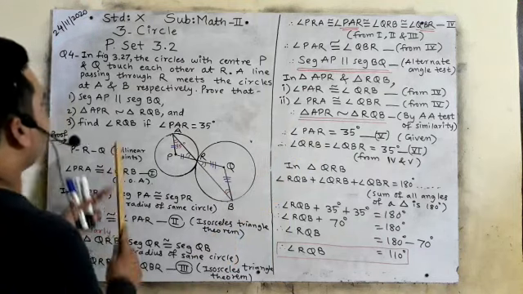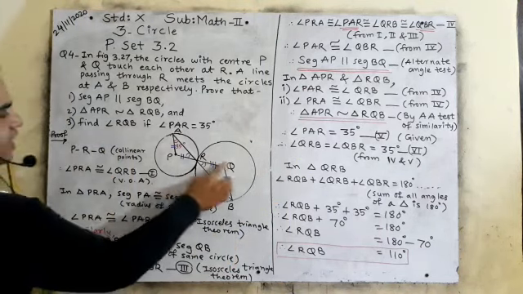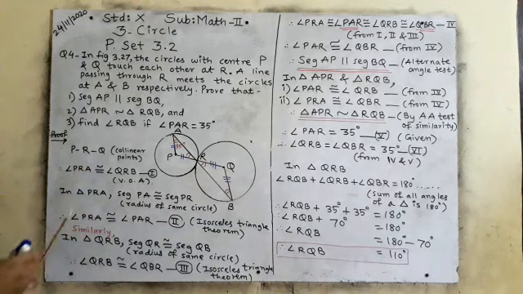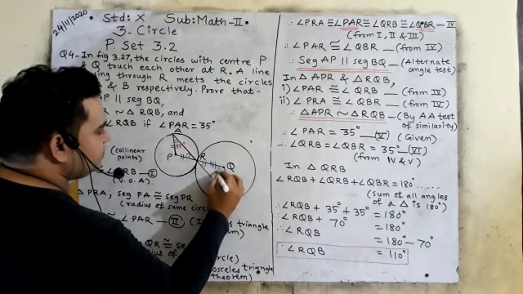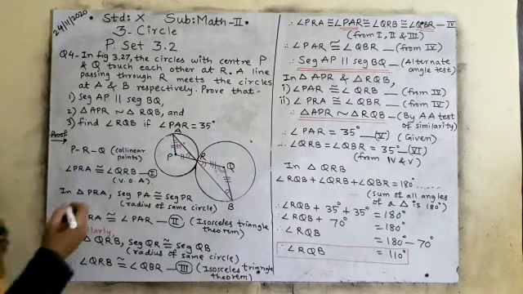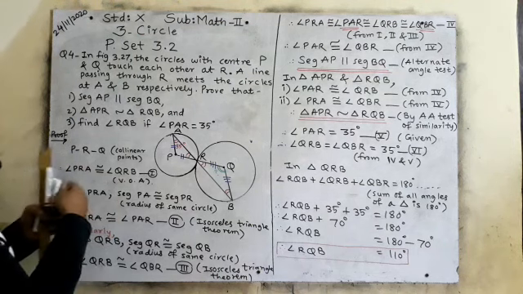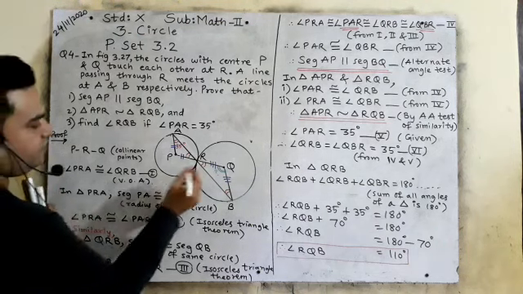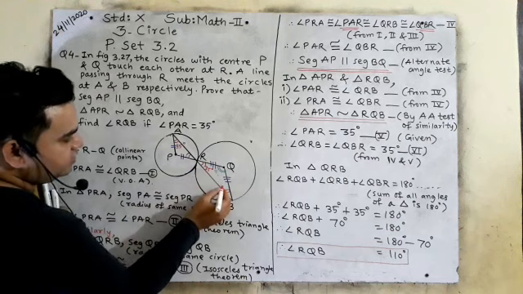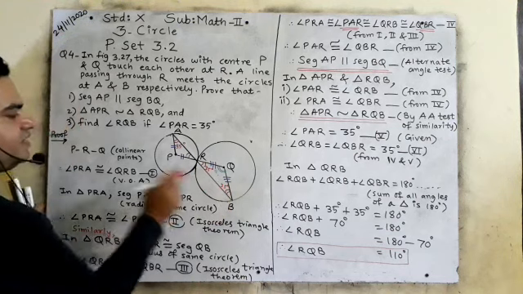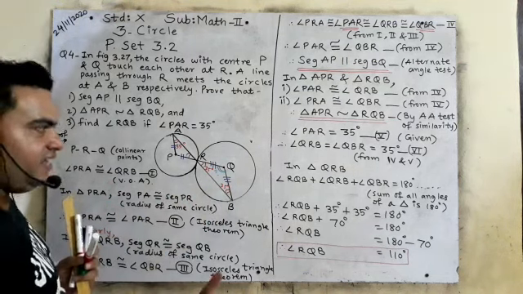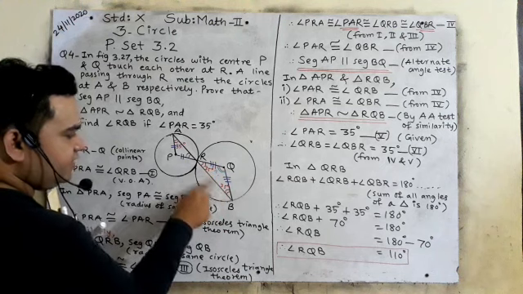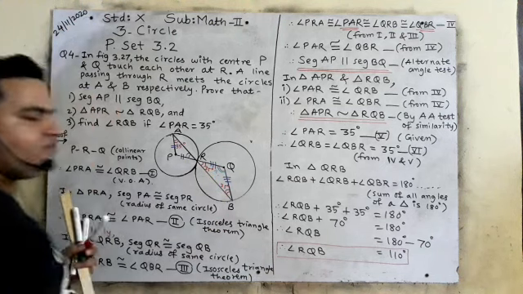Now we have to find angle RQB. How many degrees is this angle RQB? This we have to find. So tell me students, this is how much? 35. See here, this is 35 degree. So this is also 35 degree. 35 plus 35 is total 70. And a triangle is of how many degrees? 180 degree. So 180 degree minus 70. Answer 110. Very simple.